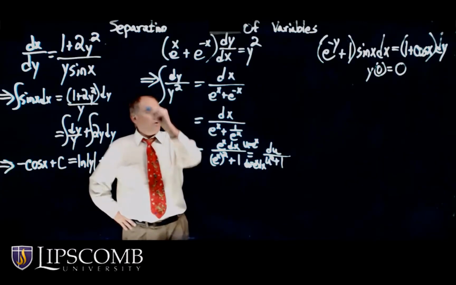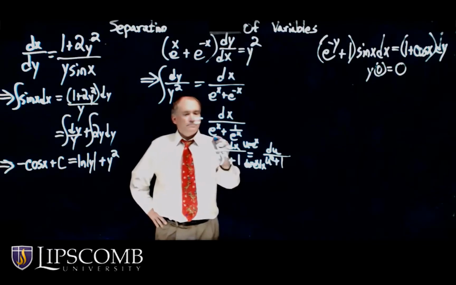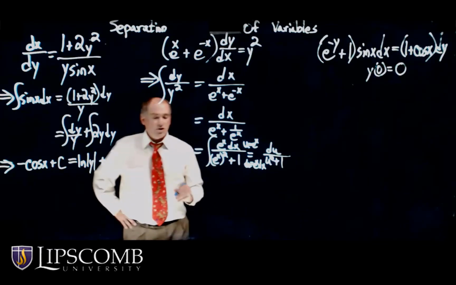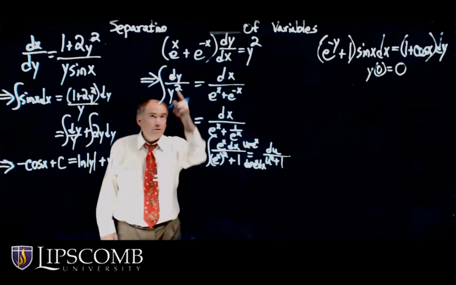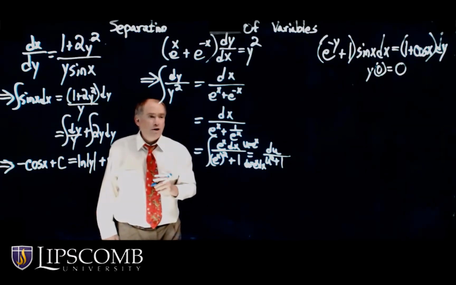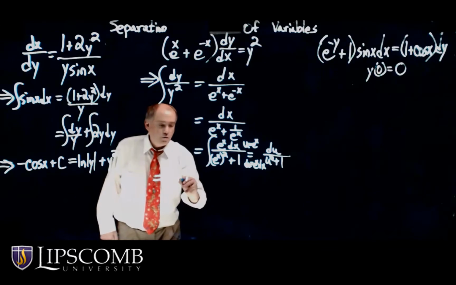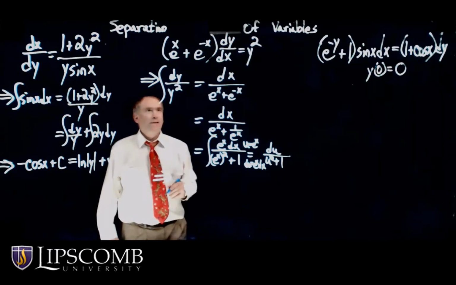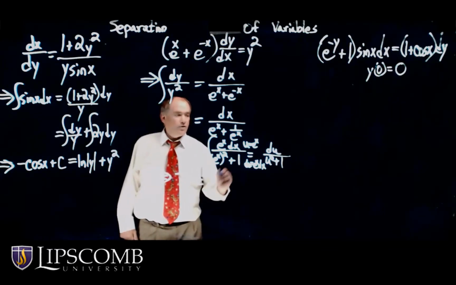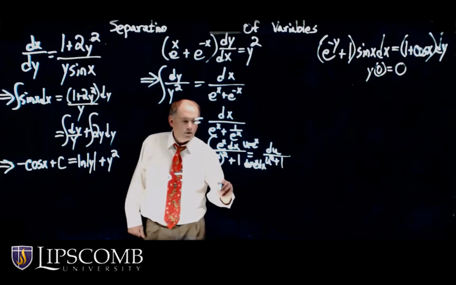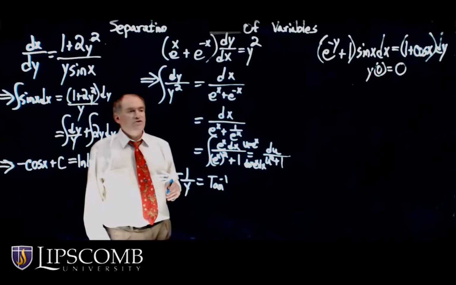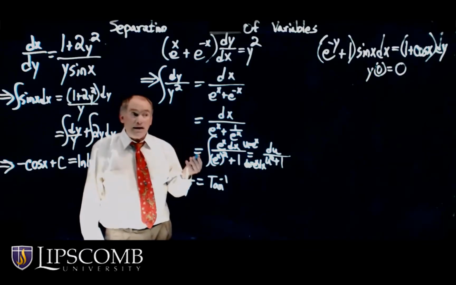So integrate both sides. And so what do I get? From the integral of dy over y squared, I get negative 1 over y, equal to, again, this is inverse tangent of what, though? This is inverse tangent of e to the x.